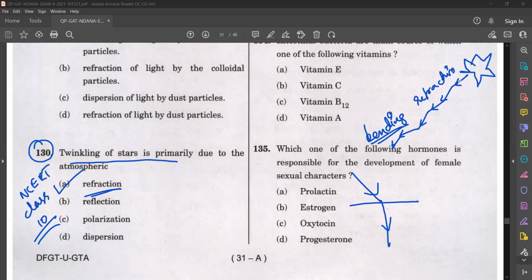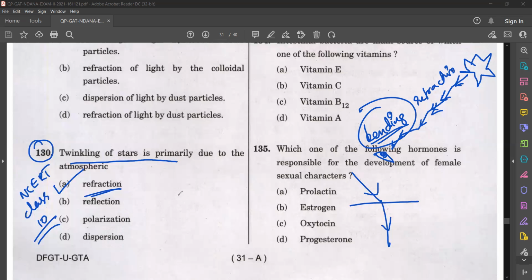It travels through many layers of atmosphere. Because of that, refraction, or bending of light, happens. That's why, when the observer sees it, the observer will feel like the star is twinkling. So the answer is atmospheric refraction. There is nothing to doubt here, no confusion. Direct question from NCERT class 10.